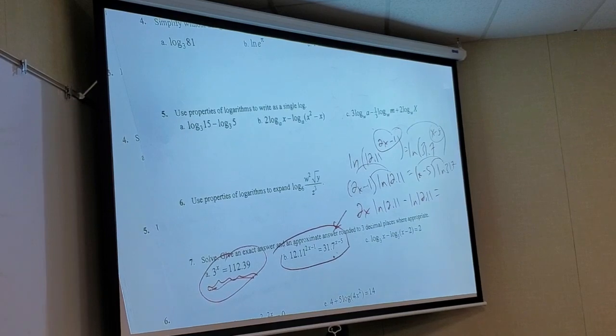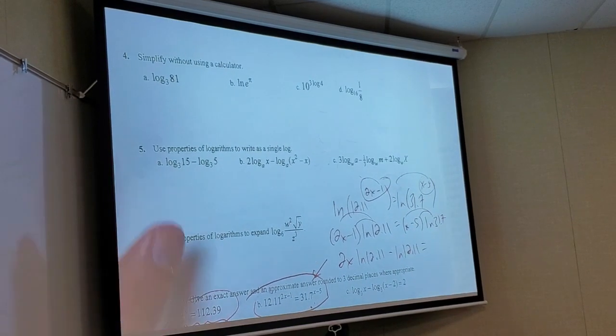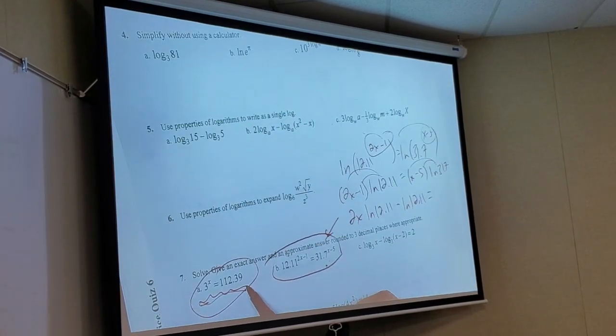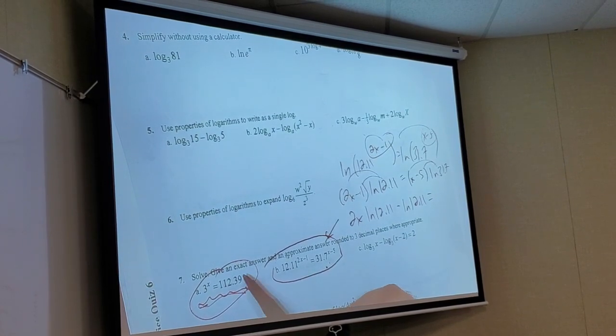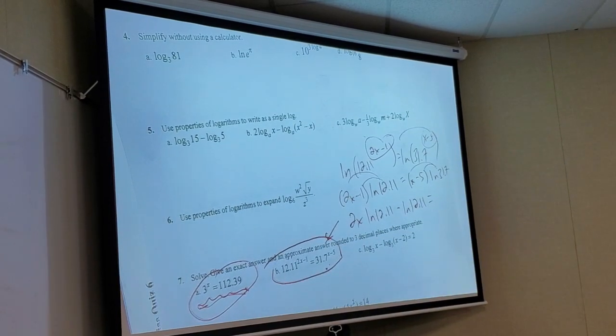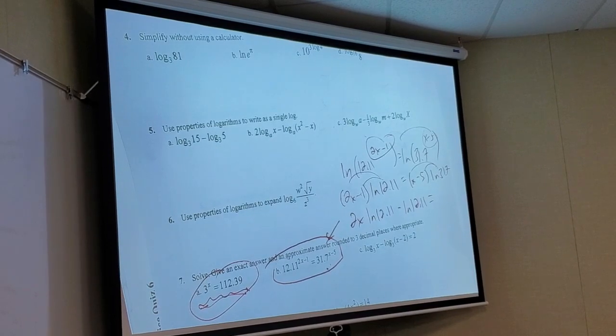So for that, would you have to use the calculator to find the final answer? Hell yeah. And for this one too, because you'll get the natural log of 112.39 divided by natural log of 3. I don't know what that is, so yeah.